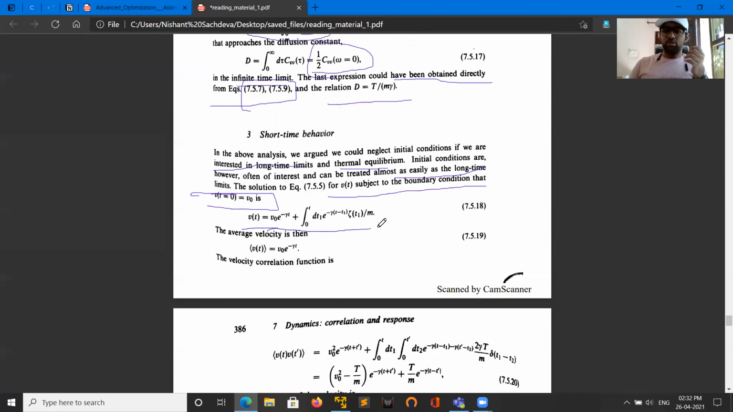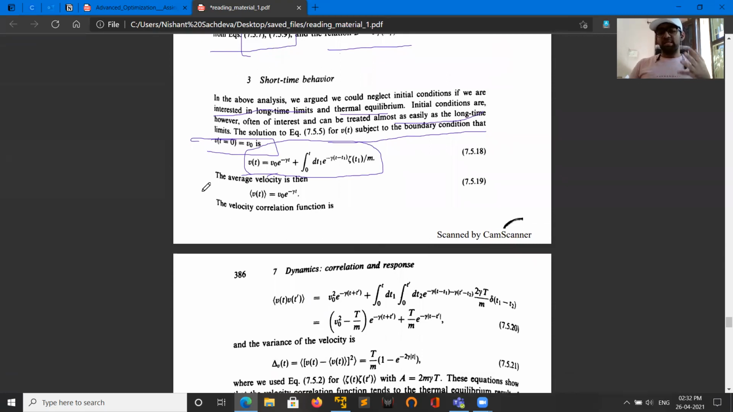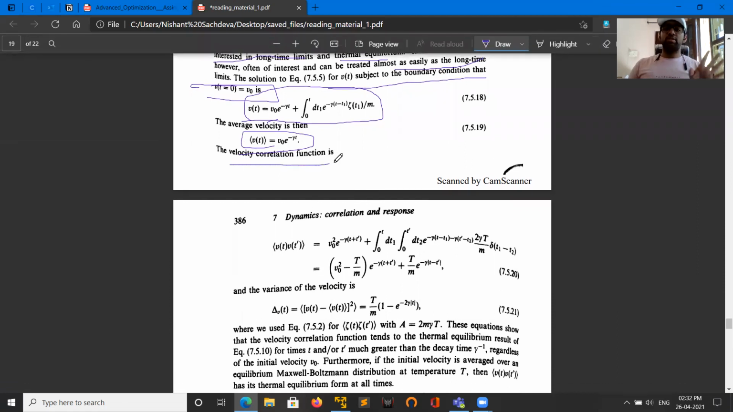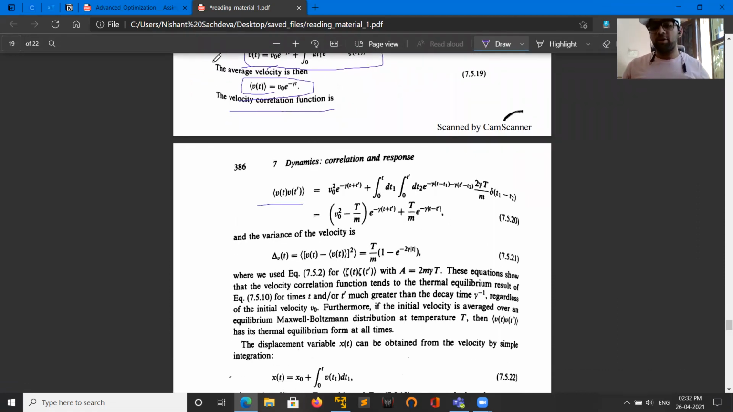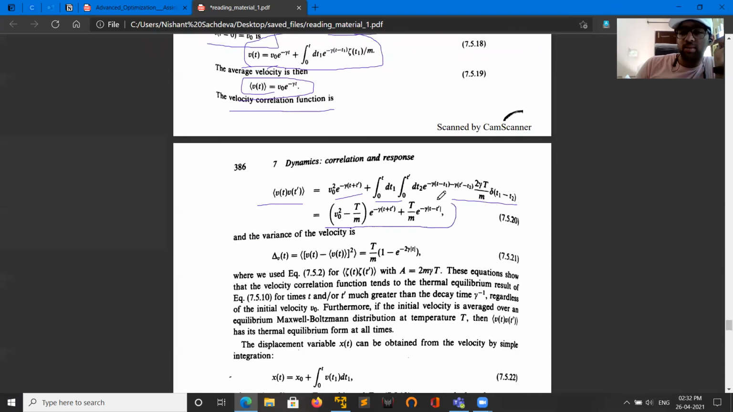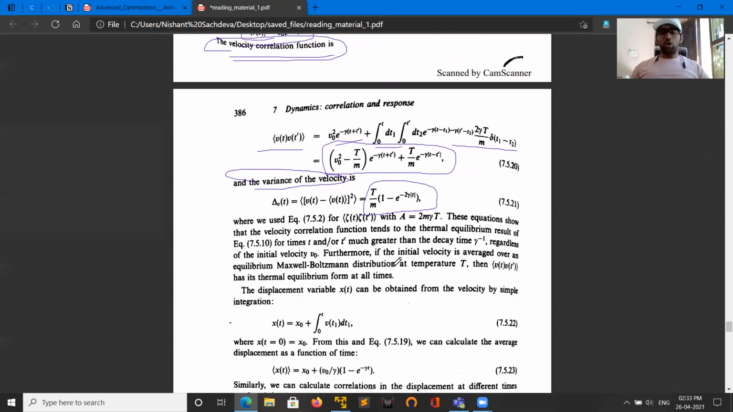This is the solution for the velocity at time t, which is not very long. The average velocity is then v naught e to the power minus gamma t. From that, we get the velocity correlation function as v(t) v(t'). We calculate this term and then do these two integrals. We arrive at v naught squared minus T by m, e to the power minus gamma (t plus t'), plus T by m, e to the power minus gamma mod of (t minus t'). This is the velocity correlation. The velocity variance is delta v squared of t equals T by m times 1 minus e to the power minus 2 gamma mod t. We're not going to do the maths in detail.